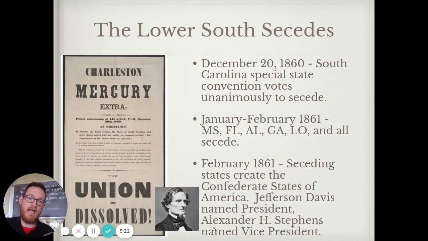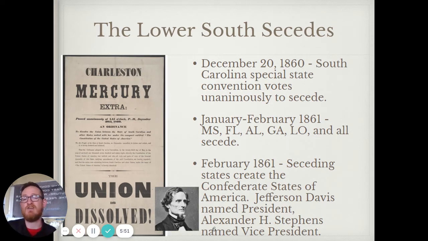So again, remember, Lincoln's not going to be inaugurated until early in 1861, but in late 1860, you start to see the pieces come together for Southern secession. December 20th, 1860, you'd have South Carolina calling a special state convention, and in that convention, they would vote unanimously to secede from the Union. And then in January and February, you're going to have the rest of the lower South all vote to secede from the Union.